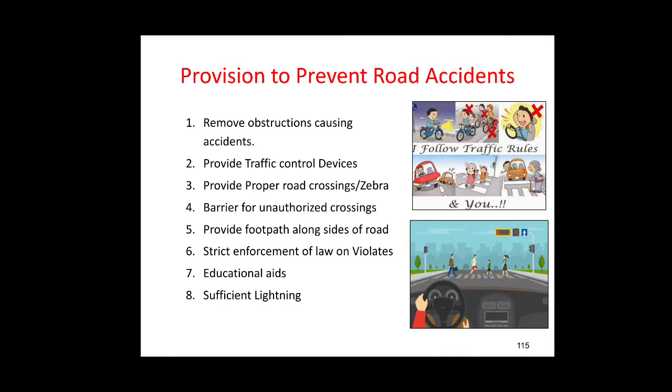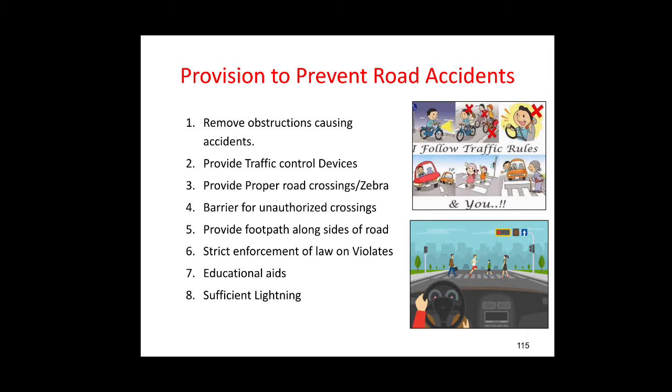So here, provision of the barrier for the unauthorized crossings can help to avoid the accidents. Next is to provide the footpath alongside of the roads. The provision of the footpath will remove the pedestrian movement on the road, thus allowing the pedestrians to have a separate specific lane for the pedestrian movement, whereas the entire road or the lane is kept free for the vehicles to move, thus avoiding the collision of the vehicle and the pedestrian, thus avoiding the accidents.